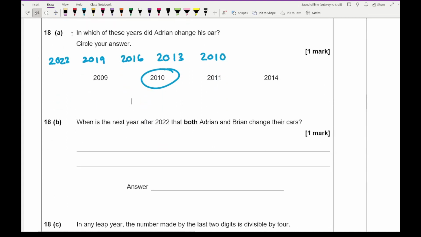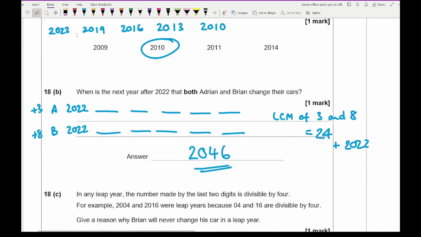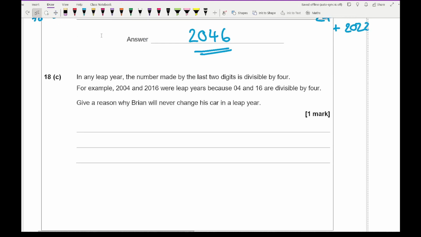It then says, when is the next year after 2022 that both Adrian and Brian change their cars? So if I have Adrian and I've got Brian, and I've got 2022. Now Adrian changes his car every 3 years, Brian changes his car every 8 years. So I could just write down all those numbers and try to pick out the first number that appears in both lists. Alternatively, what you could do is work out the lowest common multiple of 3 and 8, which is 24. And then if I add that to 2022, that gives me a final answer of 2046.